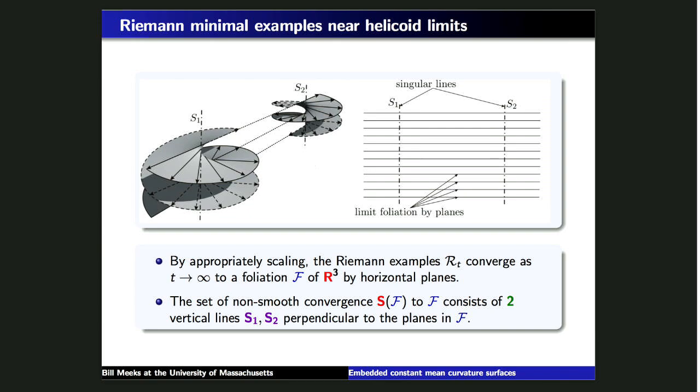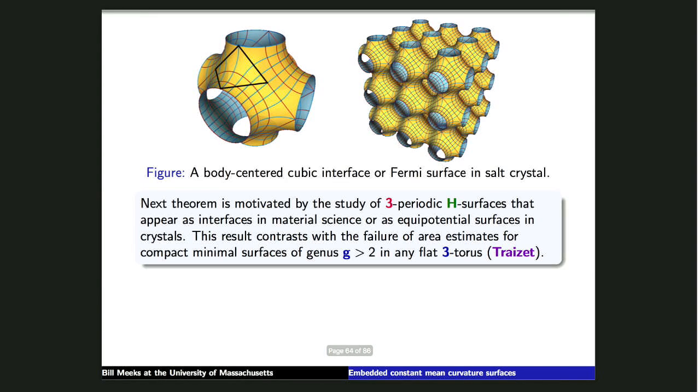So this picture is a family of Riemann examples which are converging to the helicoid, when in reality they converge to 2 helicoids and a foliation of R3. And the singular set of convergence are 2 lines perpendicular to that foliation. So that's important for doing other things.